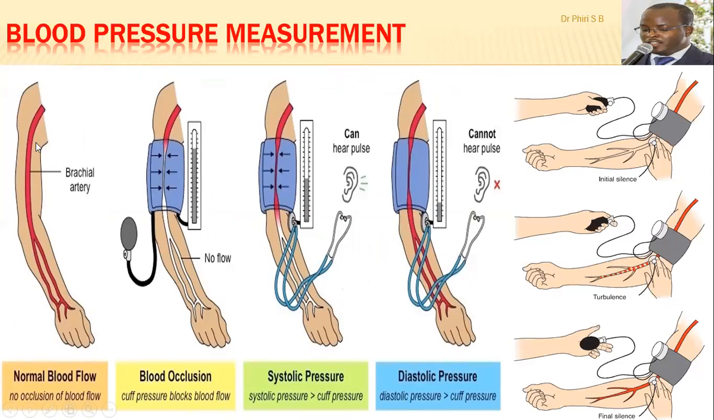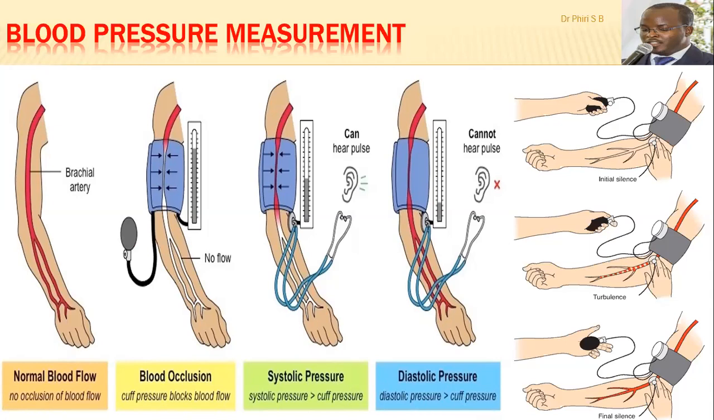In this diagram, you have normal blood flow. Why? It's because the brachial artery is not constricted, it's not occluded. So you have the normal flow of blood, and the normal flow of blood is laminar flow. Laminar flow of blood is quiet and smooth. So even if you put the diaphragm of the stethoscope here trying to get some sounds, you won't get anything, because laminar flow is quiet and smooth when there is no occlusion of blood flow.